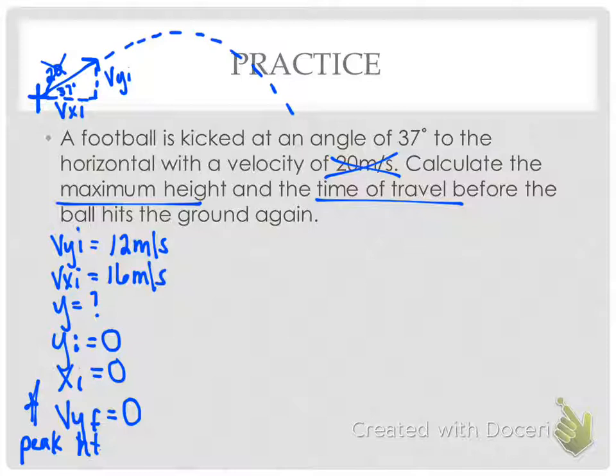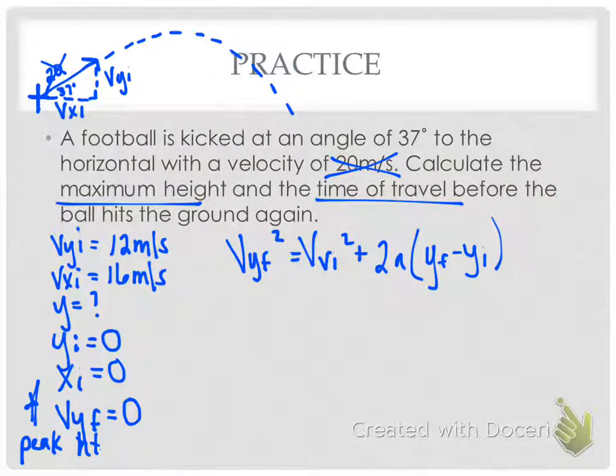The second one? Do we have time? We don't have time. So that would leave us with the third one, right? And the third one looks like this. VYF squared equals VYI squared plus 2AY times Y final minus Y initial. What do we know about acceleration in the vertical direction? Good. It's always negative 9.8, always gravity.